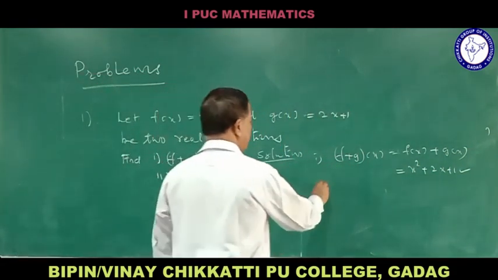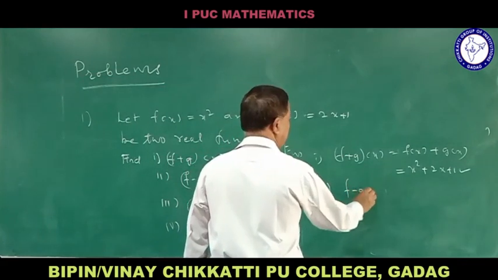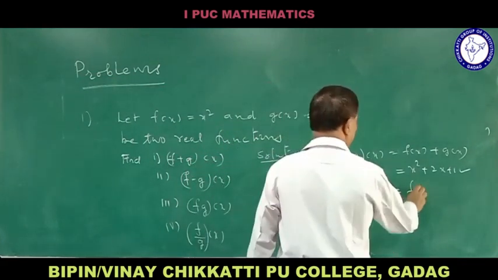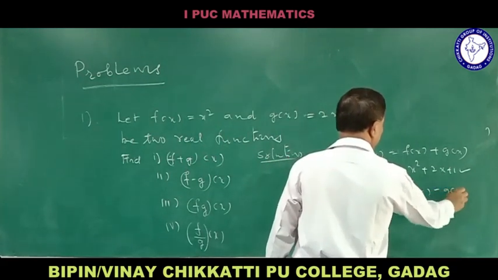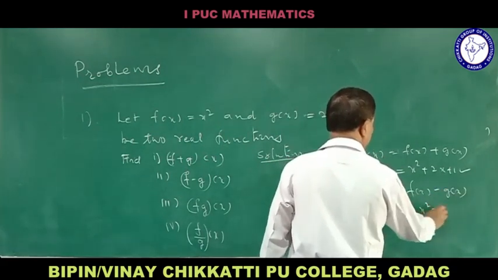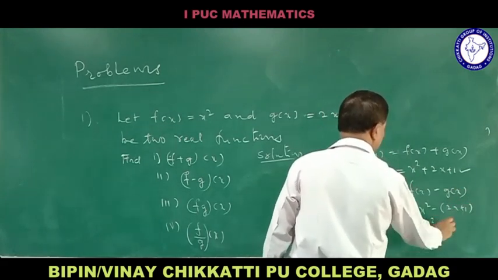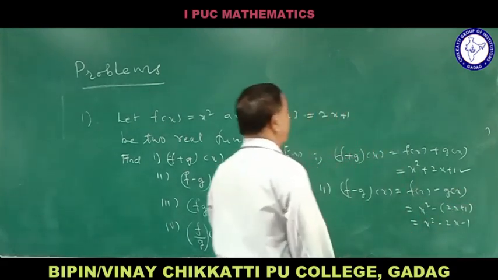Similarly, second one, f minus g of x is equal to, the formula is f of x minus g of x. What is f of x? x square minus 2x plus 1. When you open the bracket, minus 2x minus 1.